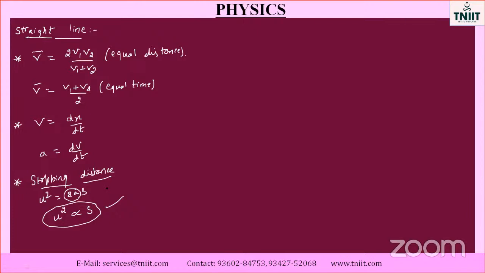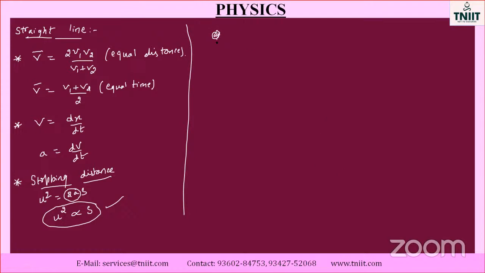Suppose the speed is increased. If the speed is increased, then the stopping distance is also going to increase, because s is directly proportional to u squared. So more speed, more will be the stopping distance. Less speed, less will be the stopping distance. Please be careful. This type of question is going to be asked in the exam. Stopping distance. Now, one more formula you have to remember here.